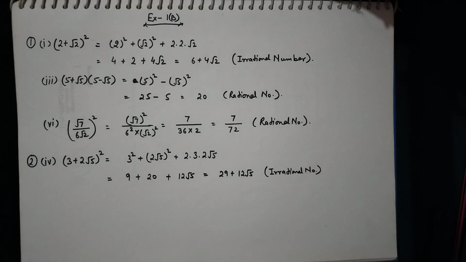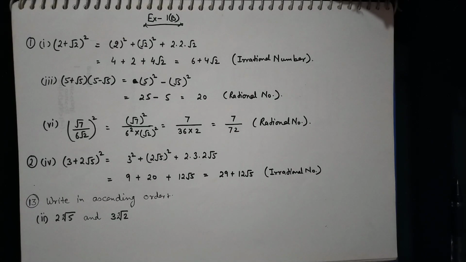After this, for question number 5 and 6, in which we have to prove that the roots of 3 and 5 are irrational numbers using the contradiction method, I have already explained in one of the videos, and I have made a separate video for those questions. Now we'll directly move to question number 13, in which we have to arrange the given irrational numbers into ascending order. I am taking the second part of this one.